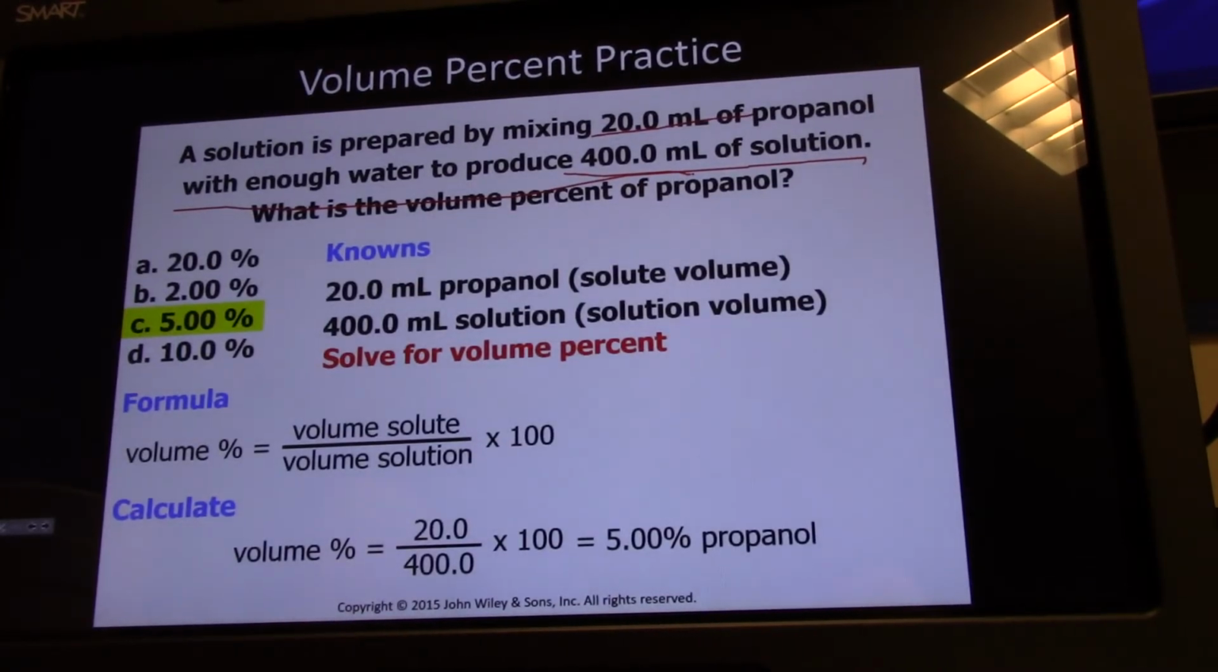And propanol in water is rubbing alcohol. So rubbing alcohol is isopropanol in water. You can buy like 91%. And it's called rubbing alcohol because if someone has a fever, you can rub it on them, and then the evaporation that occurs cools them off. And so it's useful when someone has a fever.